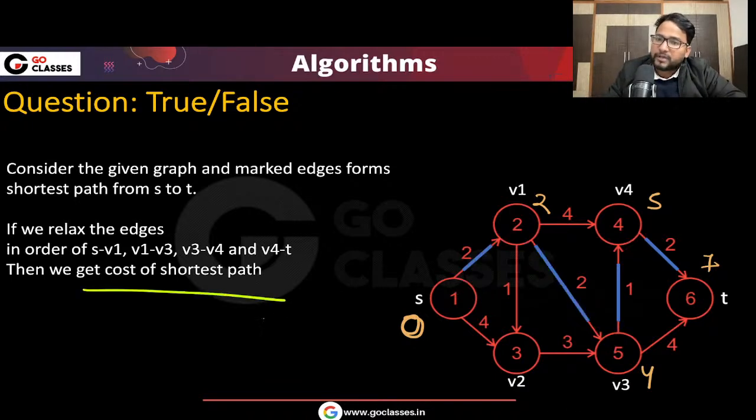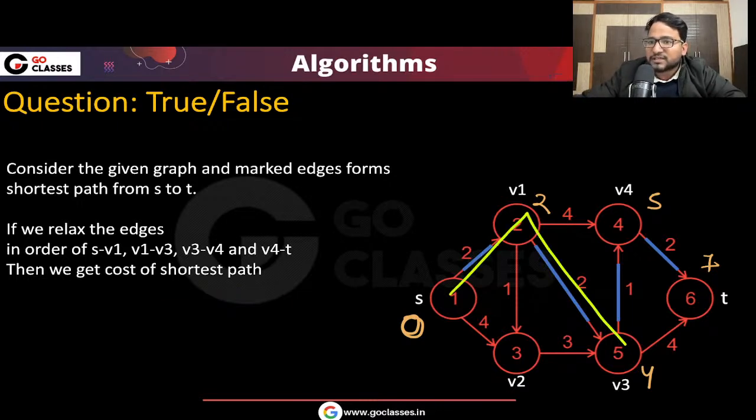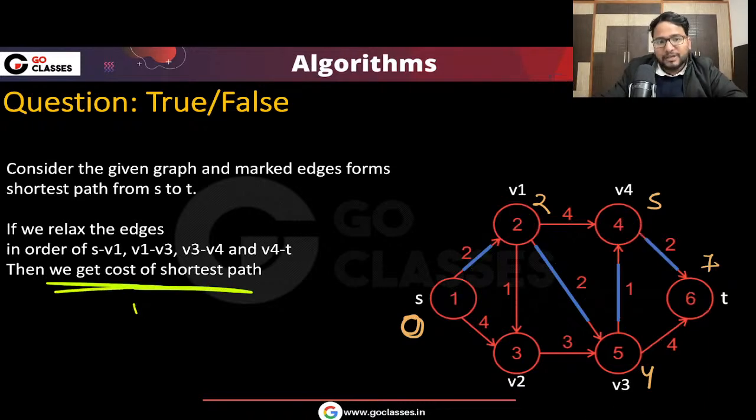What do you think? If you relax this edge, then this is 2, then this is 4, then this is 5, this is 7, right? So if you relax in this order, aren't you getting the cost of the shortest path? Tell me, is this true or false?